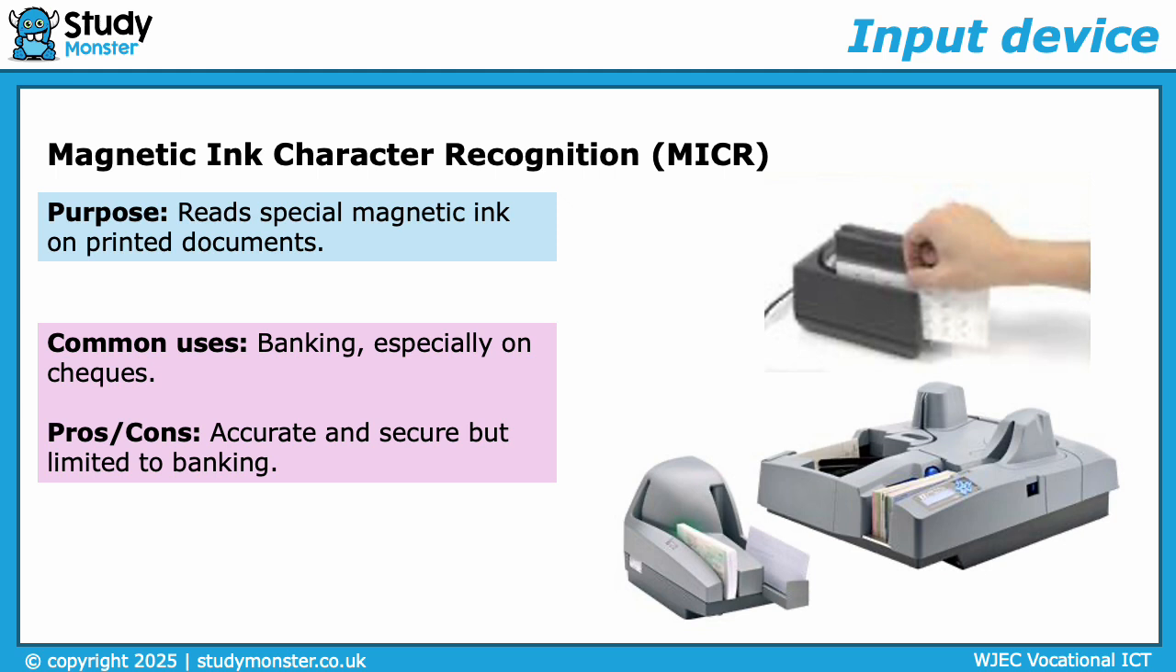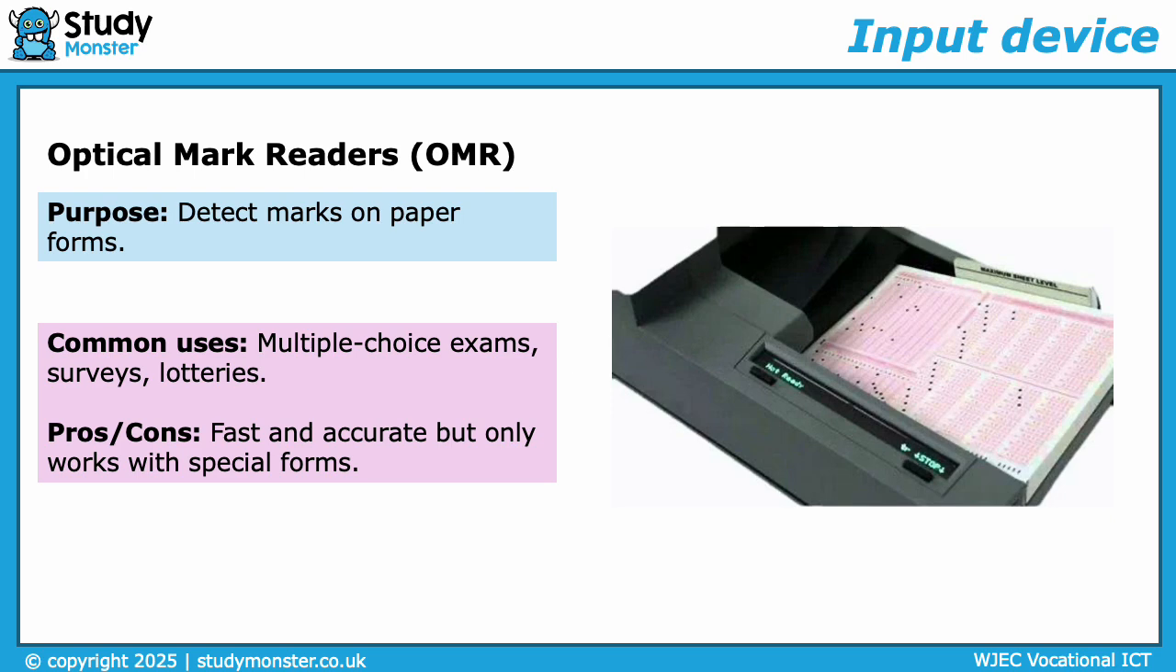the ink would be read, and the reader would be able to see what the amount was or what the signature was and different things like that. So it's accurate, it's secure, but limited to the banking industry really. It's not really used anywhere else.